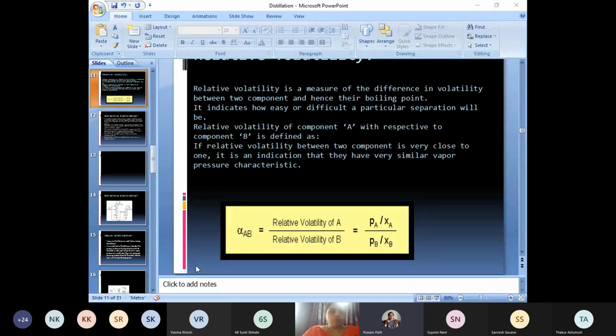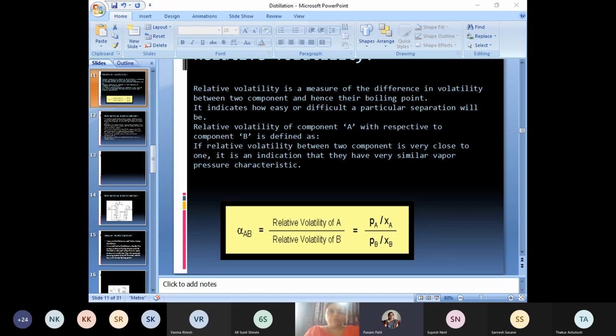When we are considering two components, let us say A and B, we calculate volatility of A upon volatility of B. That will give you relative volatility. If this ratio is near to 1 or 1, it means the separation is very difficult. You have to go for some special distillation. That special distillation is extractive distillation.